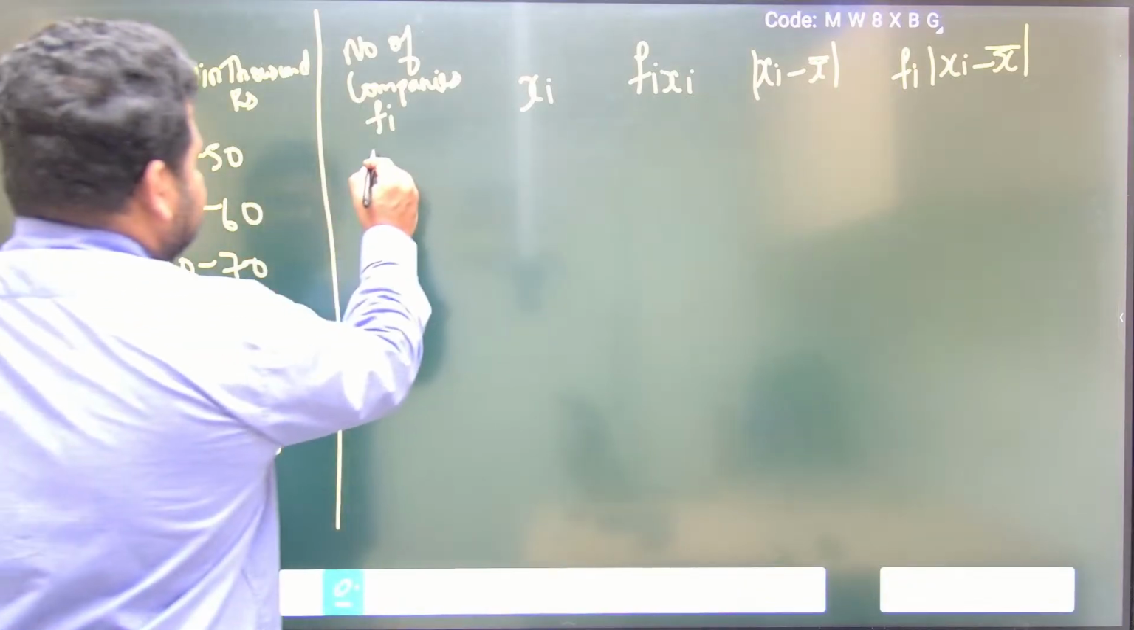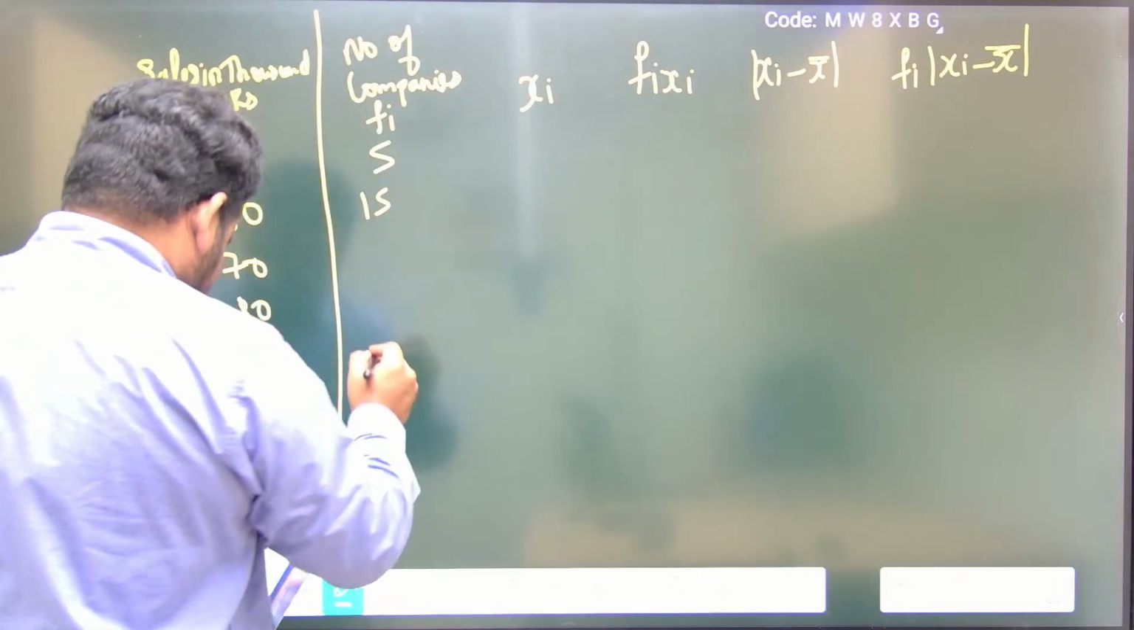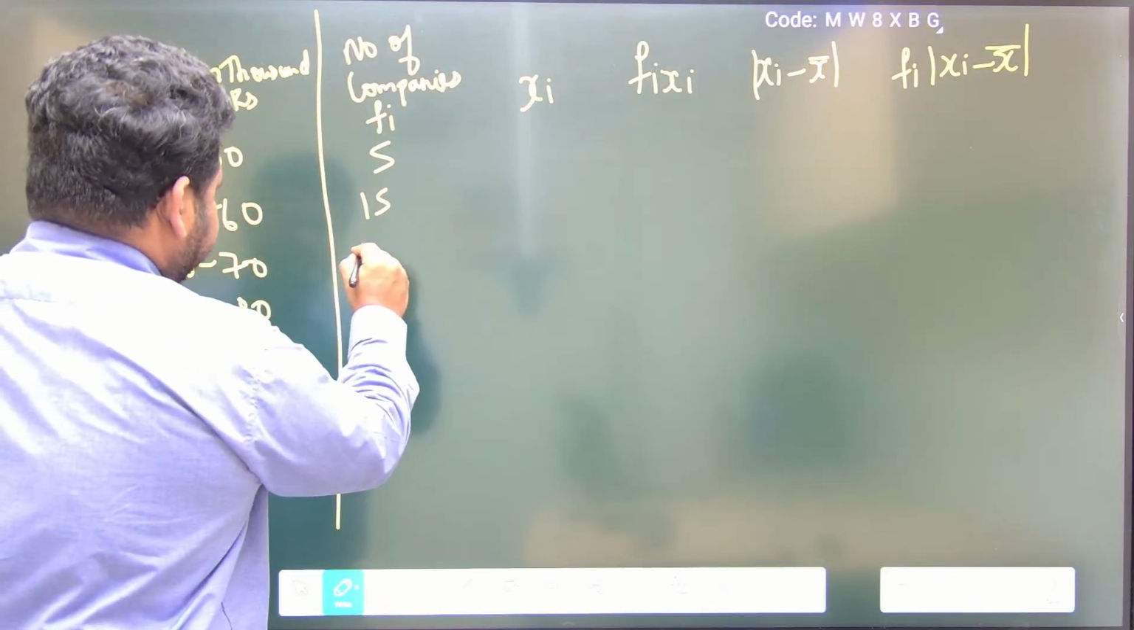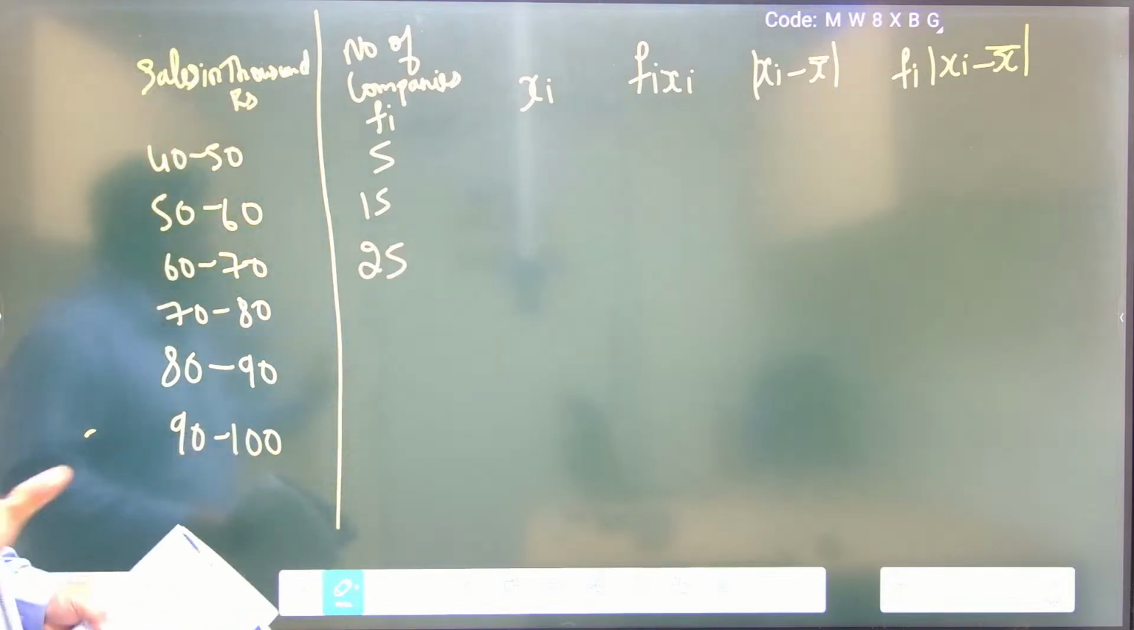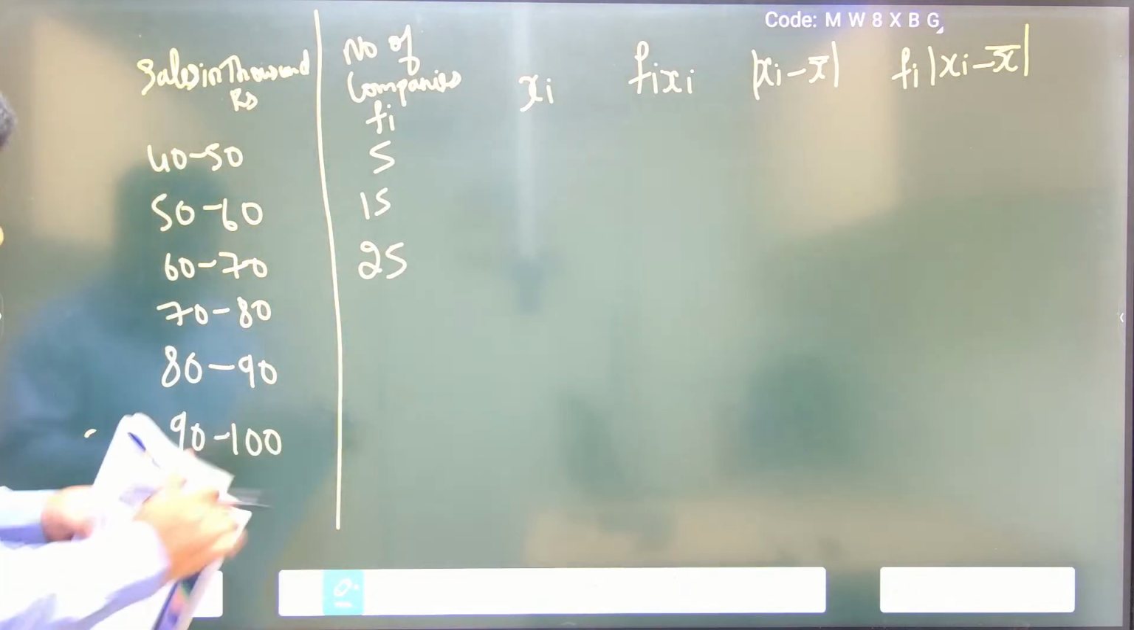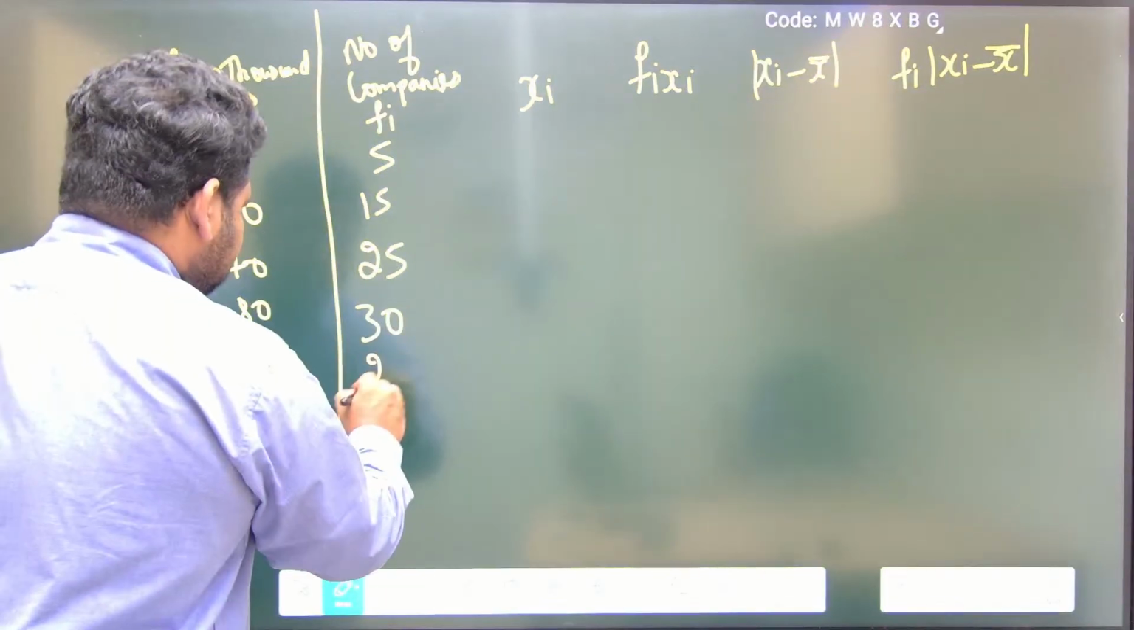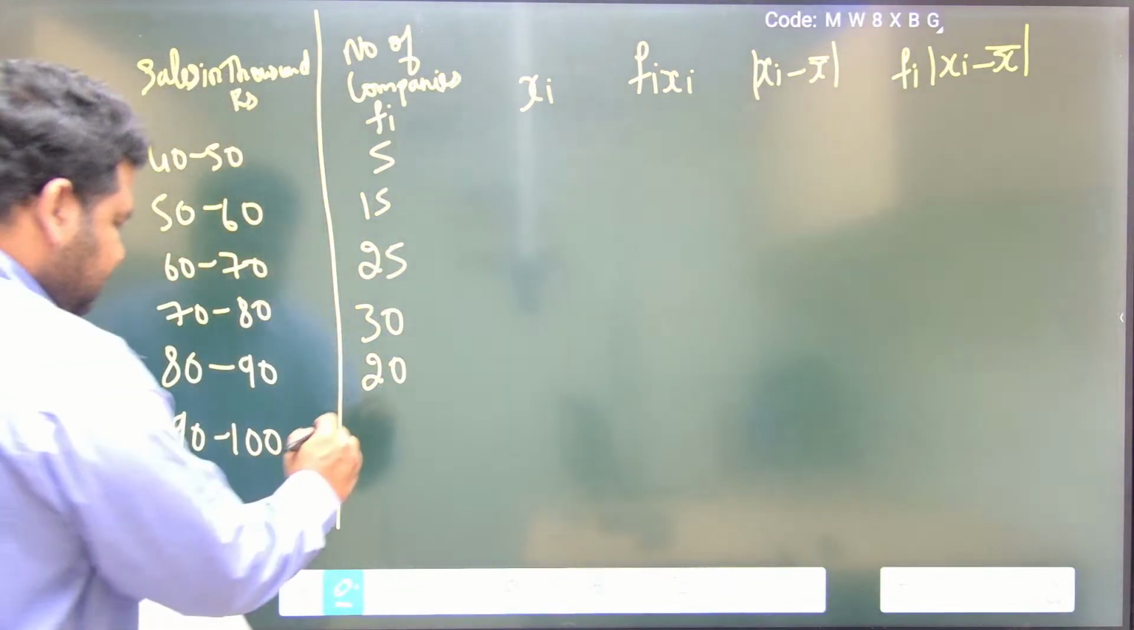What is it that they have given? 5, 15, 25, 30, 20 and 5. Write down correctly what they have given. This is the data that they have given.